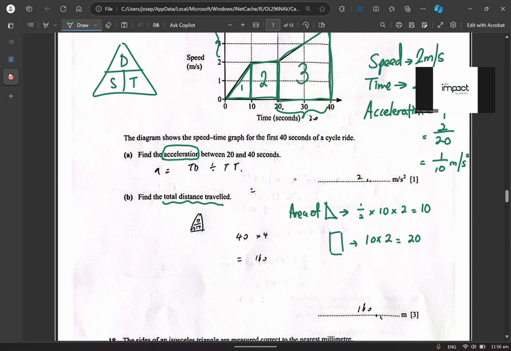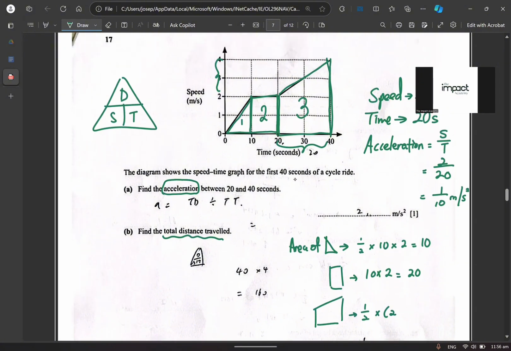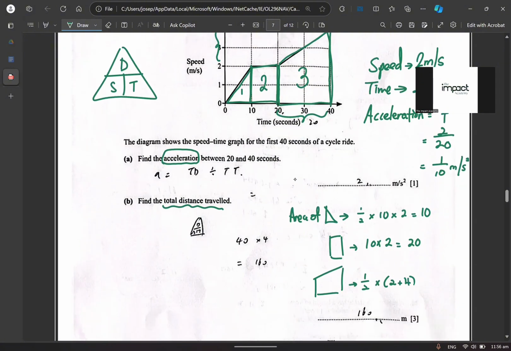And then finally, last but not least, it is a trapezium. Correct or not? Trapezium is definitely half times A plus B. What's your A? A is 20. Oh, no, sorry. A is not 20. A is 2. What is your B? Your B is 4, right? 2 plus 4 times 20, correct or not? So basically 6 times 20, then we divide by 2. Now we get 60 over here, correct or not?